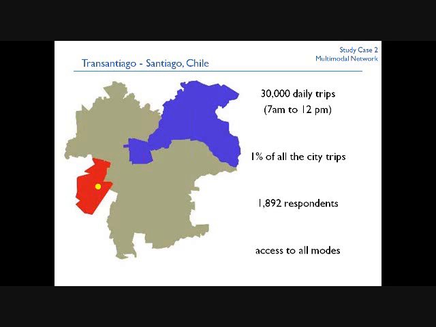We got almost 1,900 respondents, and one of the advantages of this point where we conducted the survey is that people had access to all 4 different kinds of modes of the system.